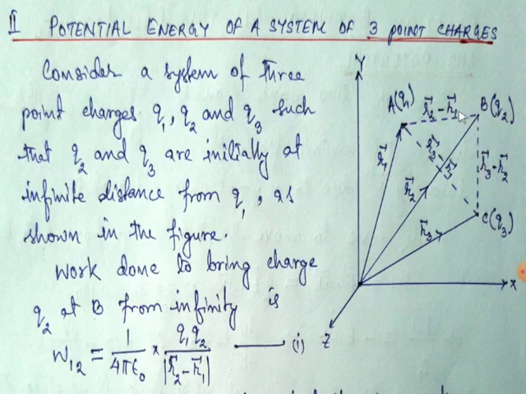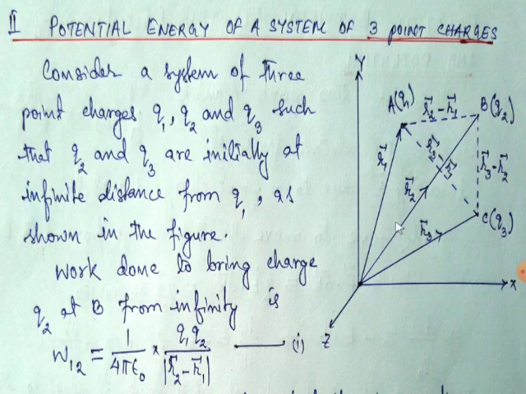Got it? And the amount of work done in bringing these 3 point charges to their respective positions from infinity will be known as what? The potential energy of a system of 3 point charges, right? So let's take it that these 3 point charges were at infinity, and let's try to bring q1, q2 separately. Now let me tell you first, and then we will see those formulae later on.